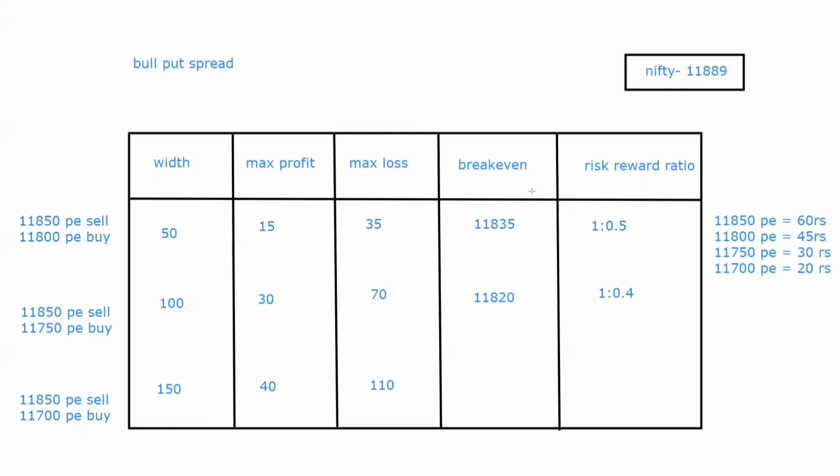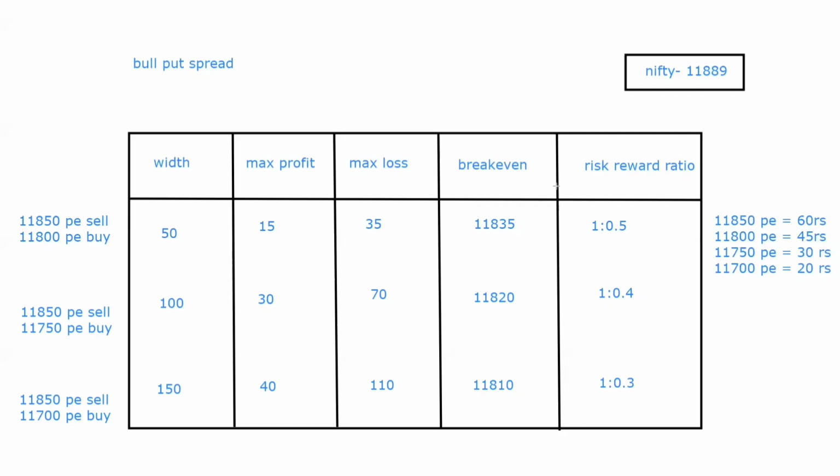Now the break even. Break even over here is higher strike minus the credit. Higher strike 11850. Profit or the net credit is 40. 11850 minus 40 is 11810, right? And now the risk reward is almost 1:0.3, right? For every 1 rupee loss you are getting almost 0.3 rupees of profit, right? Okay, so we are done with all the information.